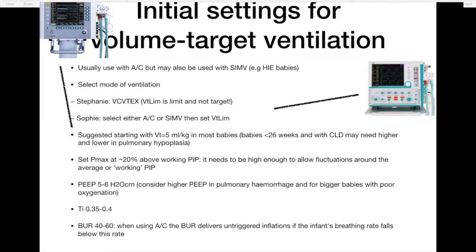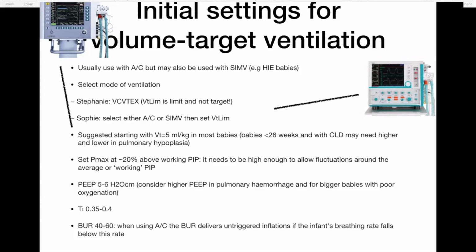But on the Stephanie, on the bigger machines, when you would like to use volume targeted ventilation, you need to select this weird VCV TEX mode, because there is another mode which is called VT lim, but it's going to be a limit and not a target. So it is confusing, but there is a difference between the two machines. The suggested starting tidal volume should be between 4 and 6, but 5 ml per kilogram is going to be okay in most babies.